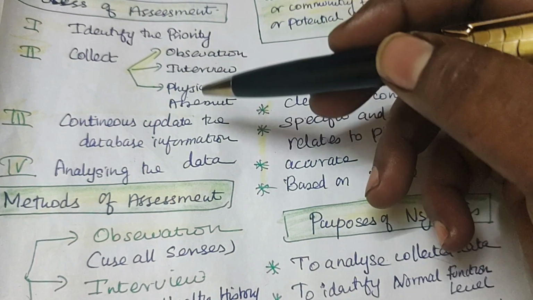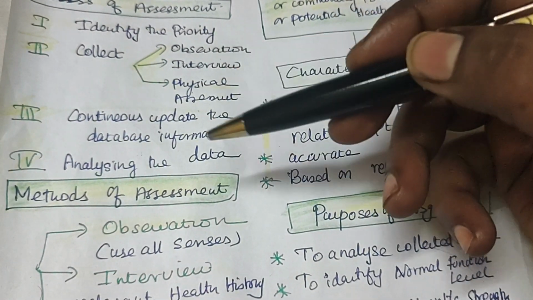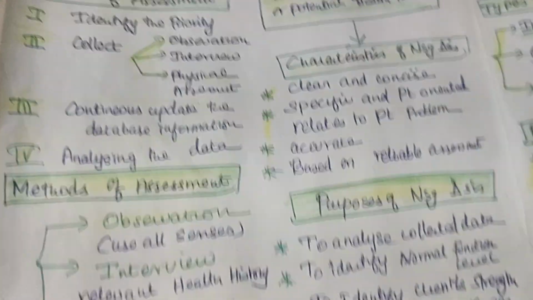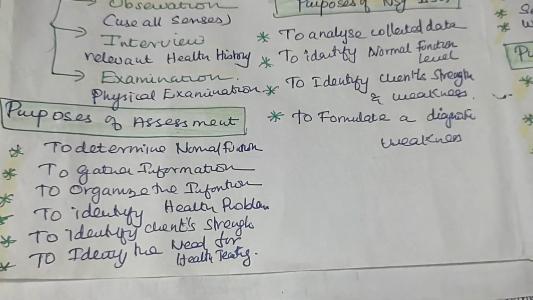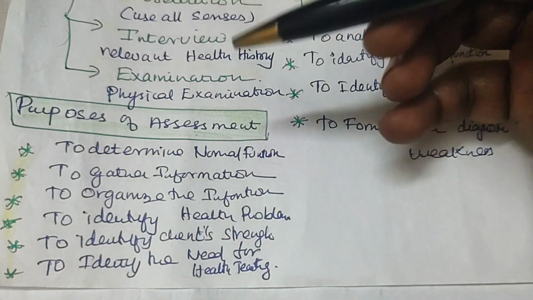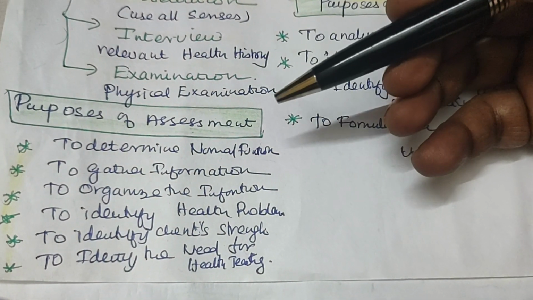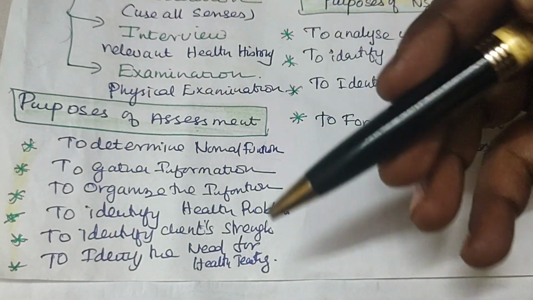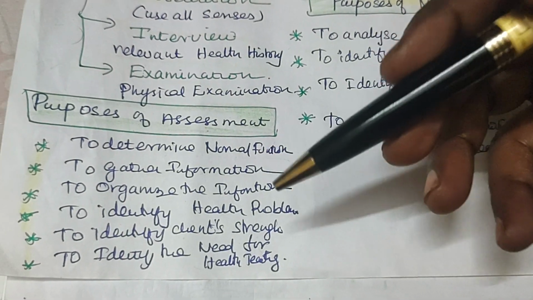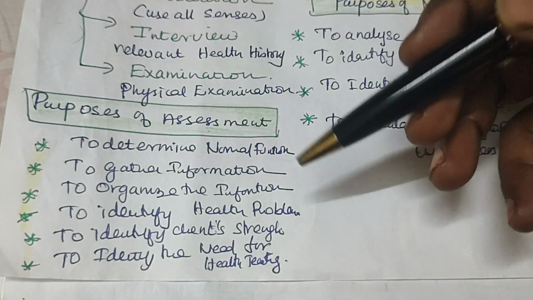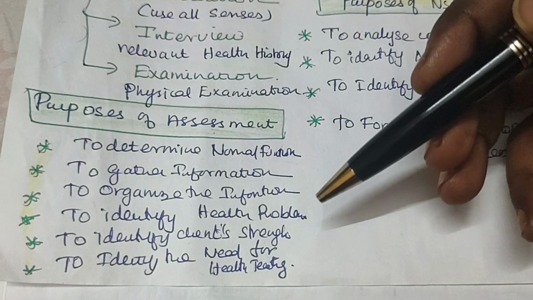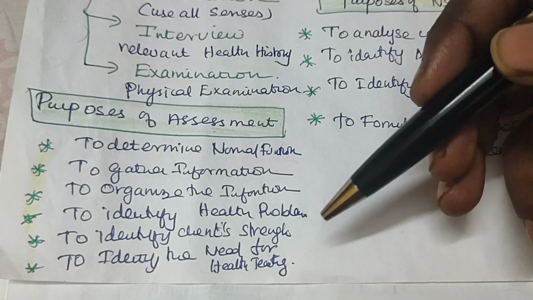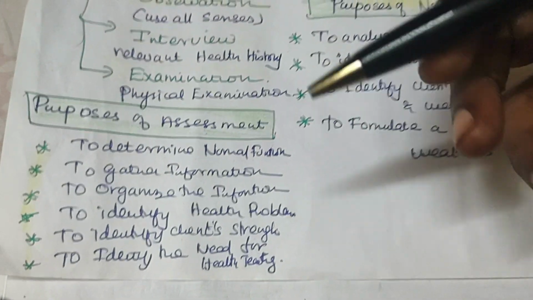Okay, what is assessment? This one is continuous update of the database information and analysis of the data. What is the purpose of this one? The main purpose is to determine the normal function of the client and to gather the information for his future, the past information being gathered in the form of data. Organize the information according to the priority. Identify the health problem and identify the client's strength and weakness. Identify the need for health teaching. What you have to teach them further.